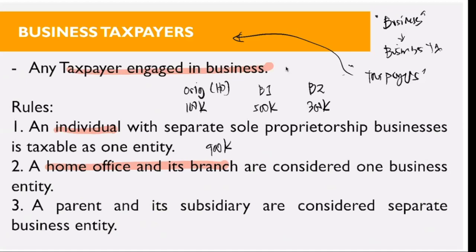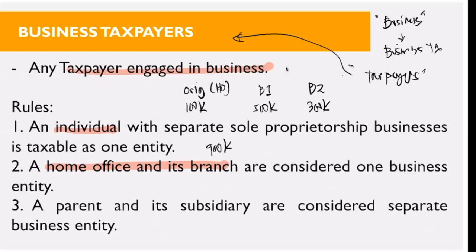So those branching out offices are called branch. So the main office is considered the home office, and those different businesses outside the main office are considered branch. So the home office and the branch is considered one business entity.